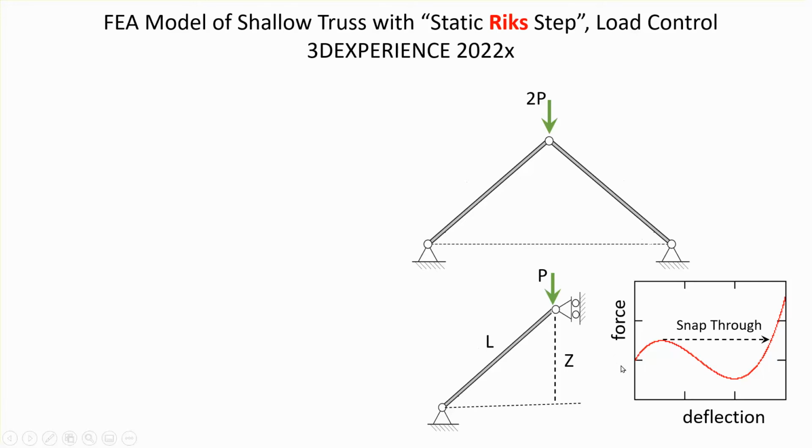Now, the reason that it does not converge in the situations that I described is that the load deflection curve actually has a snap-through behavior. So this is a limit point, there's a limit point here. Between these two limit points, the structure is unstable. So it's because of this that the load application does not converge.